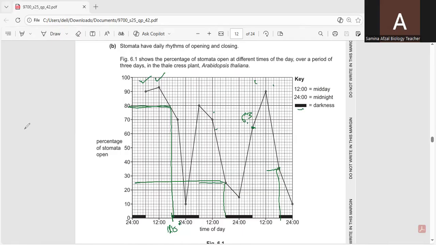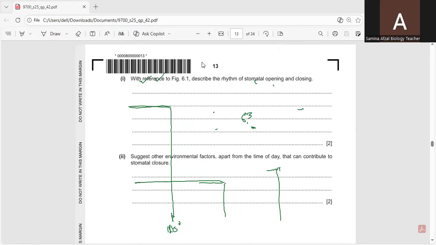So this pattern is repeated over the 3 days, demonstrating a cyclical and regulated process which is often controlled by the plant's internal biological clock known as the circadian rhythm. So the opening in the day allows for carbon dioxide uptake for photosynthesis, while the closing at night minimizes water loss through transpiration. So now we can write all this observation in the space given.